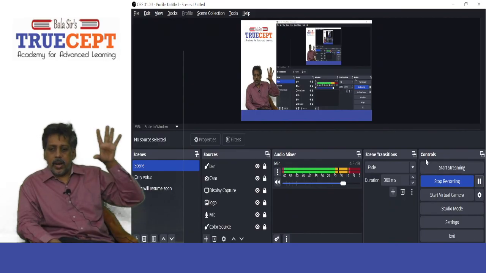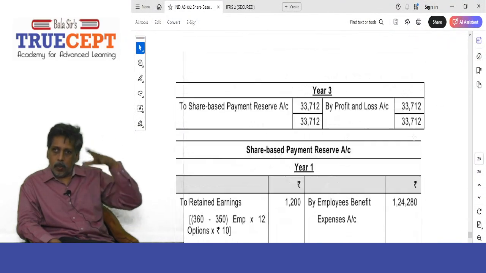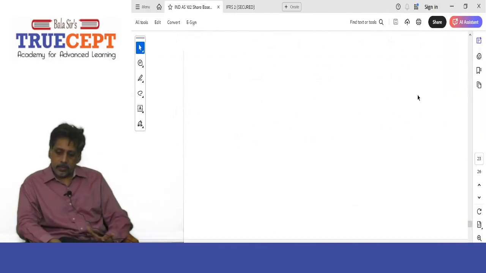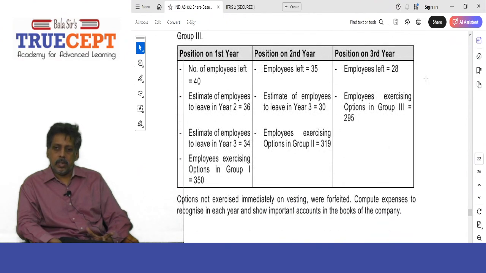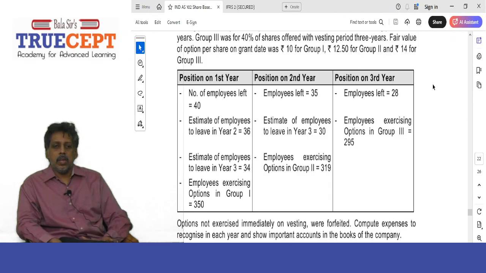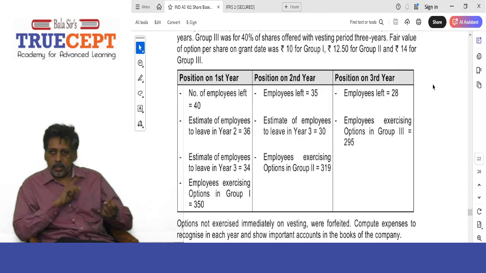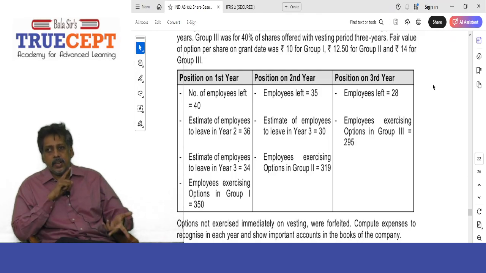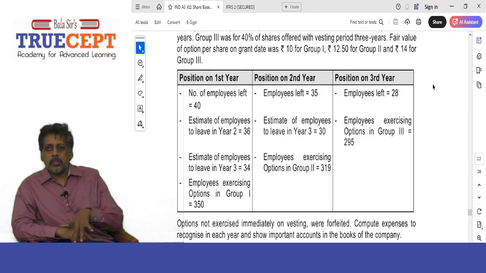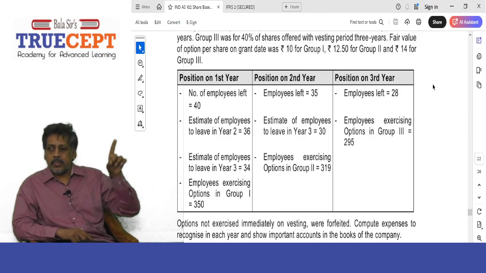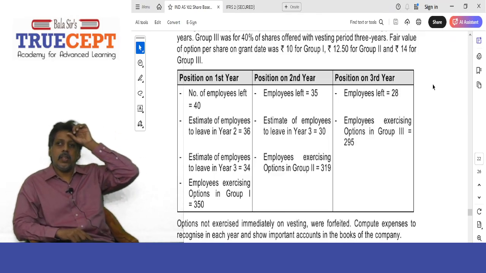Okay, now let us go ahead and read the data for year 3, Sneha. Let's go back to the question and read year 3 data. In the third year, the employees left is 28. Remember, out of 400 employees, 40 left in year 1, another 35 in year 2, another 28 in year 3, leaving a balance of 297 employees at the end of year 3.